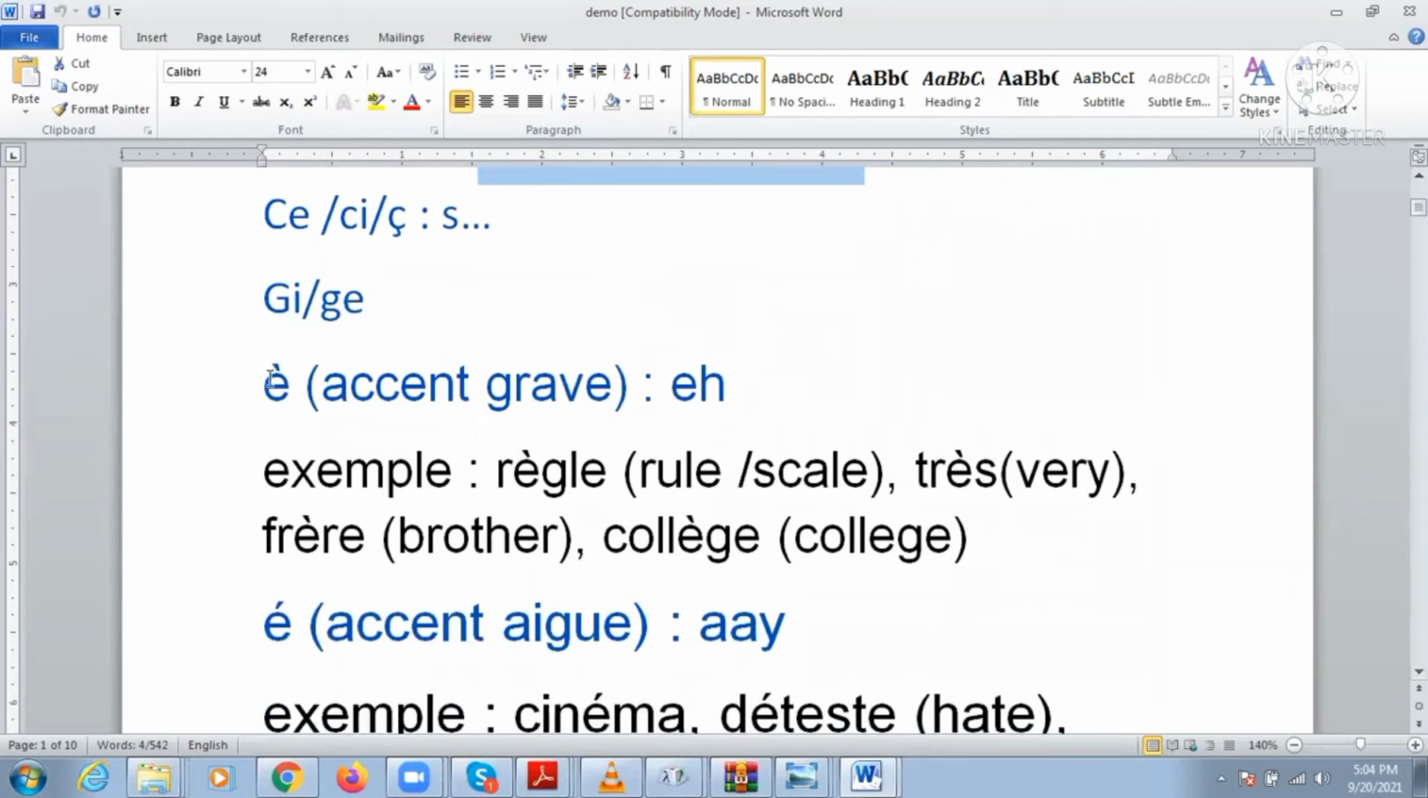Now, can you see this backward accent on letter E? So basically, this is called accent grave. Whenever this accent is on letter E, it gives you a sound. Sorry, I cannot get it. What is this? Accent grave? What is that?